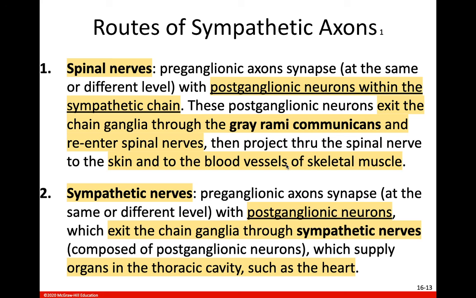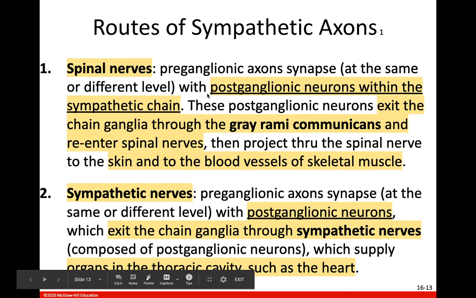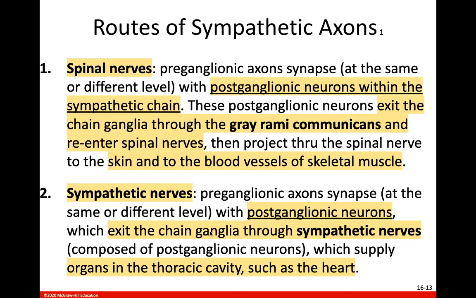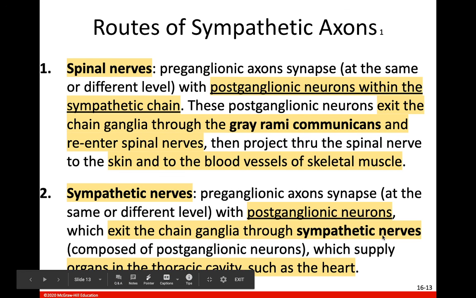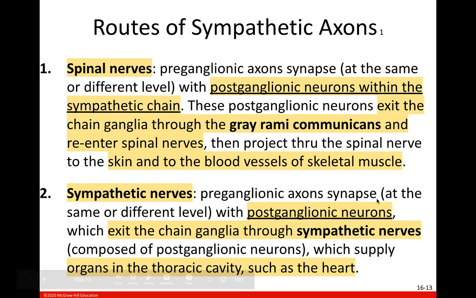The second route is that we're still going to have our preganglionic synapsing with the postganglionic in the chain ganglia, just like we did here. But here, some of this postganglionic neuron is not going to go back into a spinal nerve, it's going to go into a sympathetic nerve. And these sympathetic nerves are then going to innervate things like your heart and lungs in your thoracic cavity, okay?